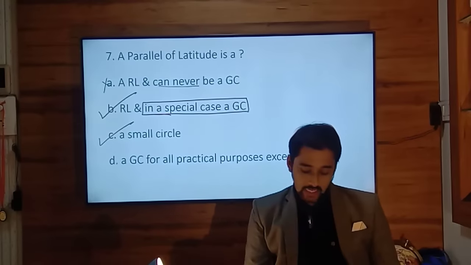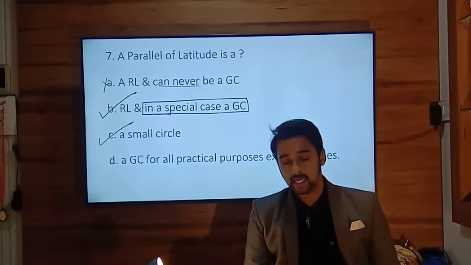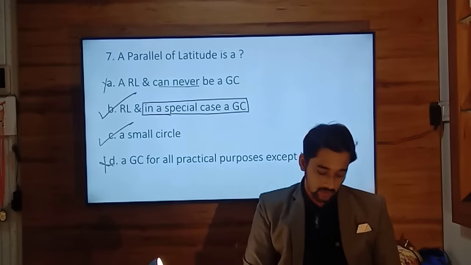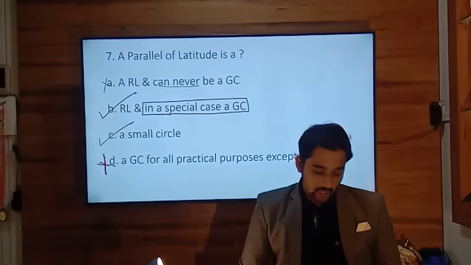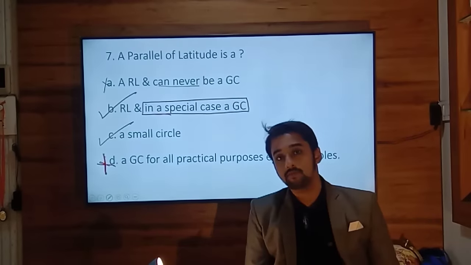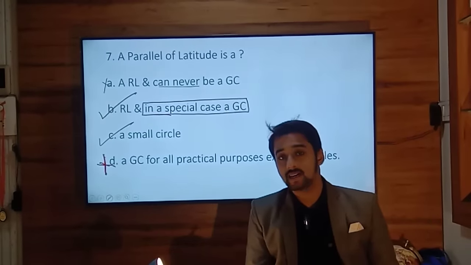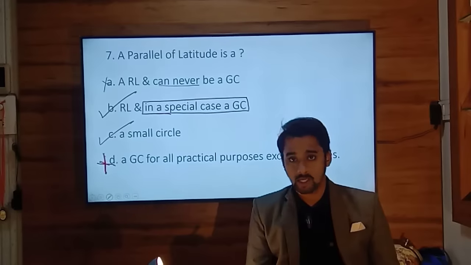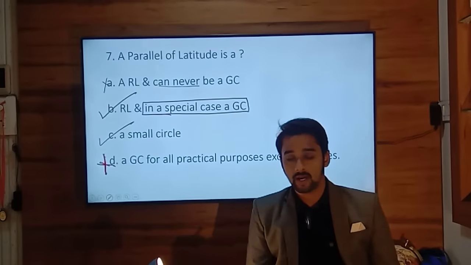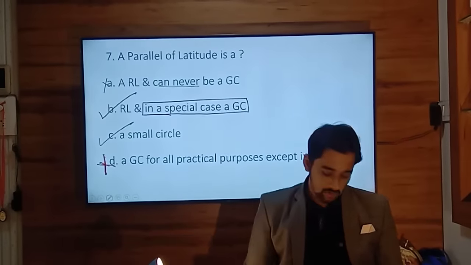A great circle for all practical purposes except in poles, that is wrong. So option B and C both are correct. Any circle which is not a great circle is a small circle. So apart from the equator, all other latitudes will be a small circle.